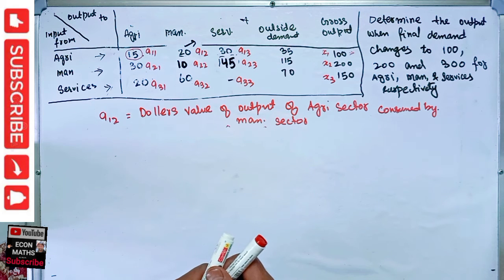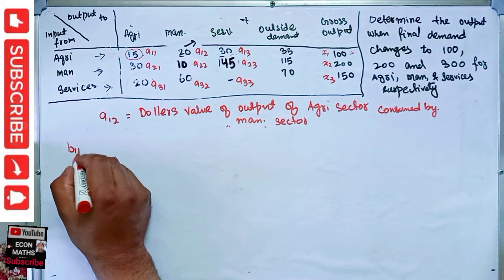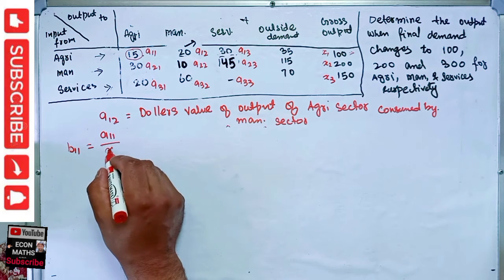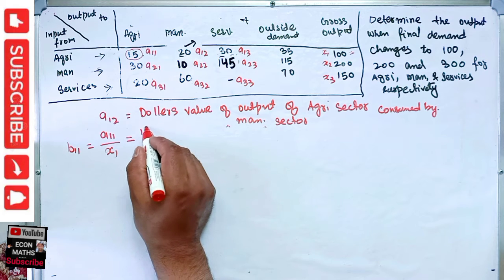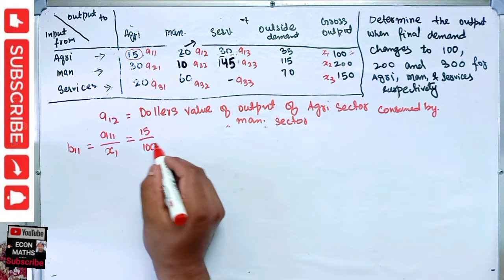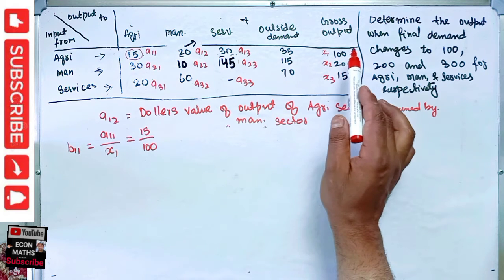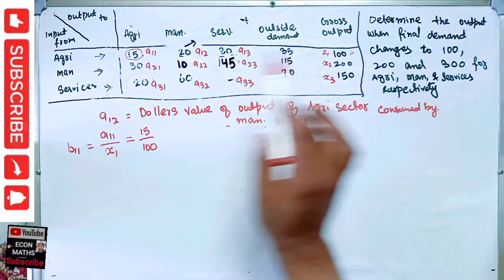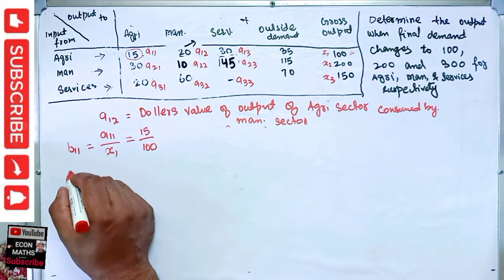Now we have to form the input-output coefficient matrix. That is formed by, first we find B11 is equal to A11 divided by x1. Our x1 would be this 100, so we will get here 15 divided by 100. What does this number tell us? This simply tells us that in the output of 100, 15 units are being used from the agricultural sector.